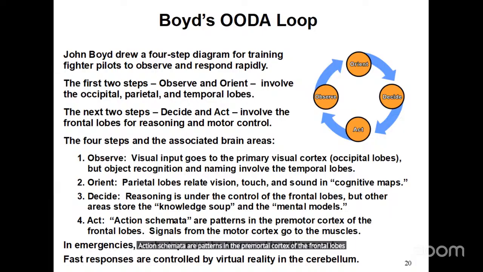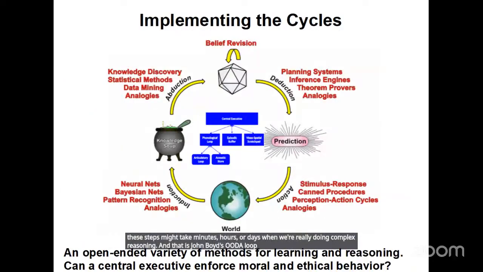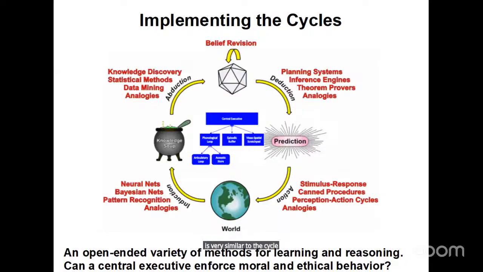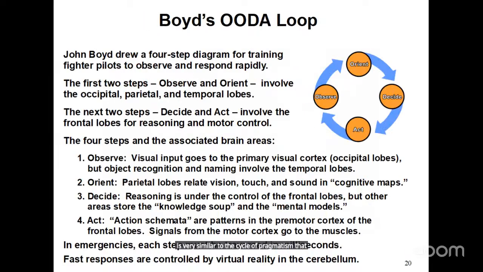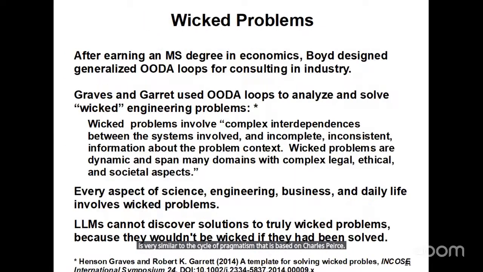So in emergencies, each step of this loop may be traversed in a fraction of a second, but in more complex thinking, these steps might take minutes, hours, or days when we're really doing complex reasoning. And John Boyd's OODA loop is very similar to the cycle of pragmatism that is based on Charles Peirce. And now there's another issue.